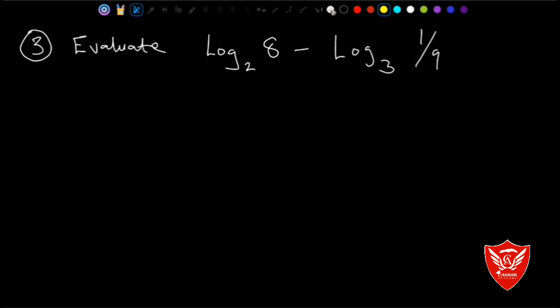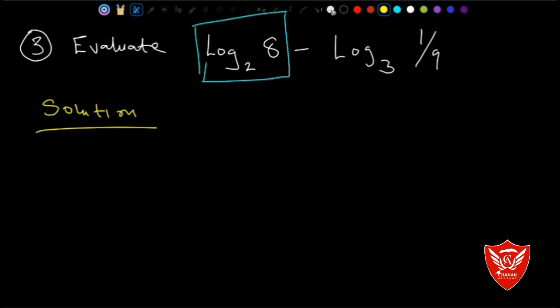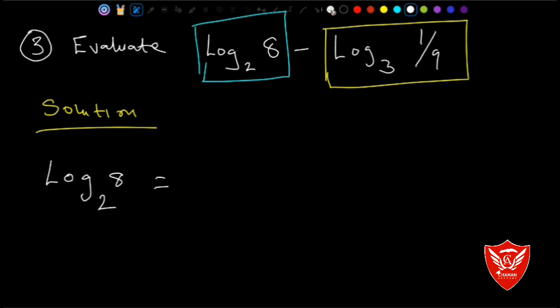Alright, so we are asked to evaluate this. Okay, solution. Now, if you look closely, you realize that both logs are not in the same base. So what we are going to do in this case, we are going to solve this separately and then solve this separately. And so let's try to do that. So the log of 8 base 2 is asking us what is the exponent we are going to raise 2 to, to get 8, and that is 3. So we are going to have that the log of 8 base 2 is equal to 3.